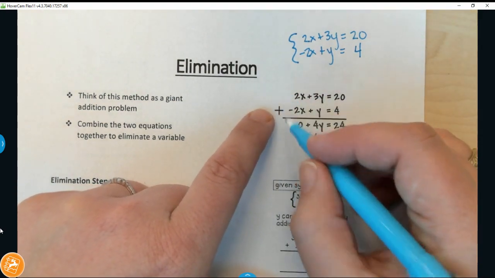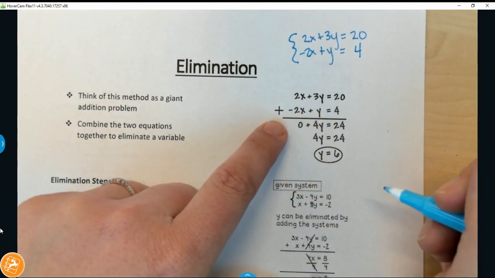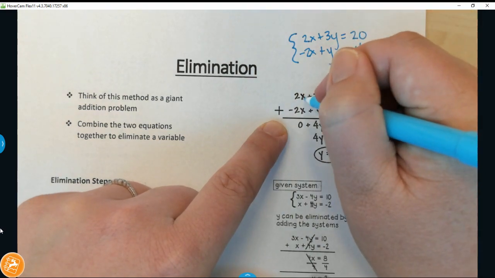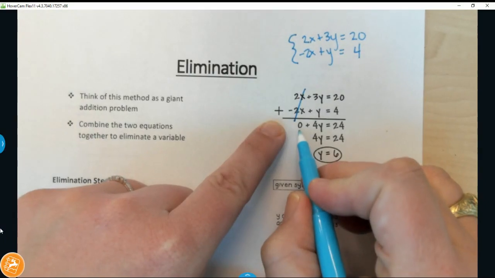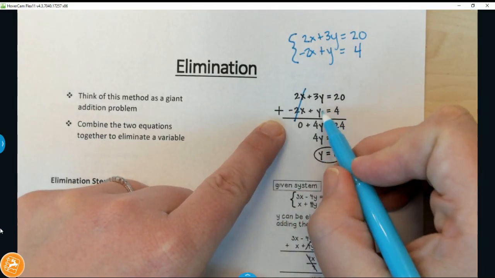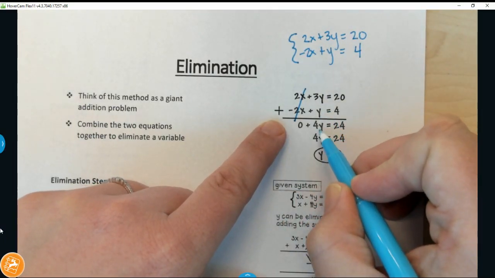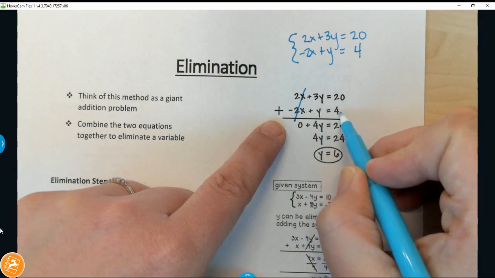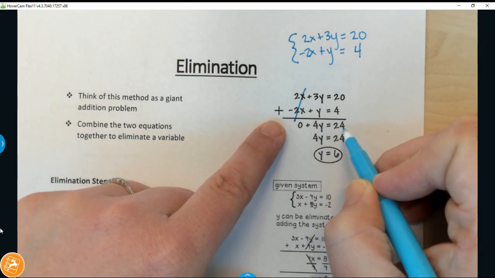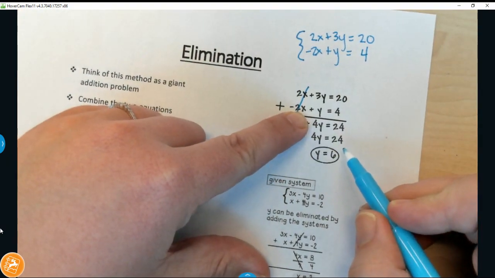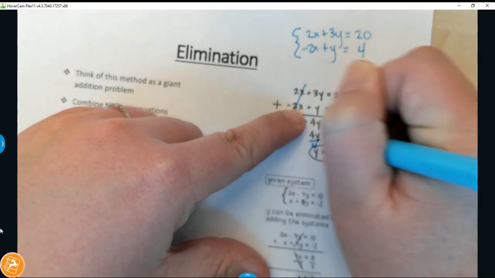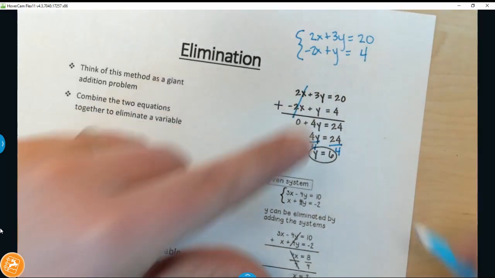So you're going to add together the equations, and when you do, 2x and negative 2x become 0 or cancel out. 3y plus y becomes 4y. 20 plus 4 becomes 24. So that's going to leave you with the second line, 4y equals 24. And then when you divide both sides by 4, you get y to equal 6.